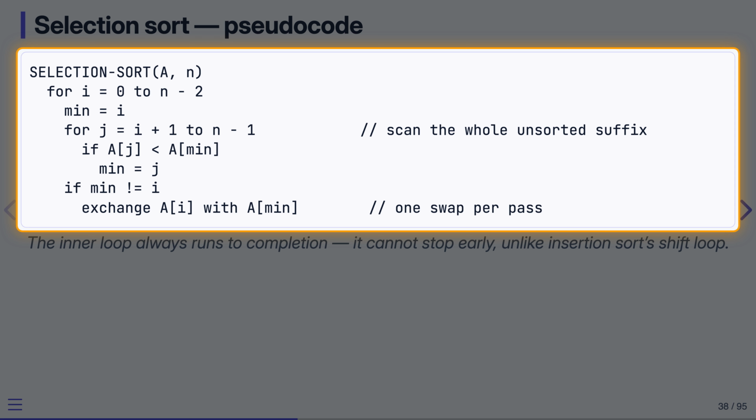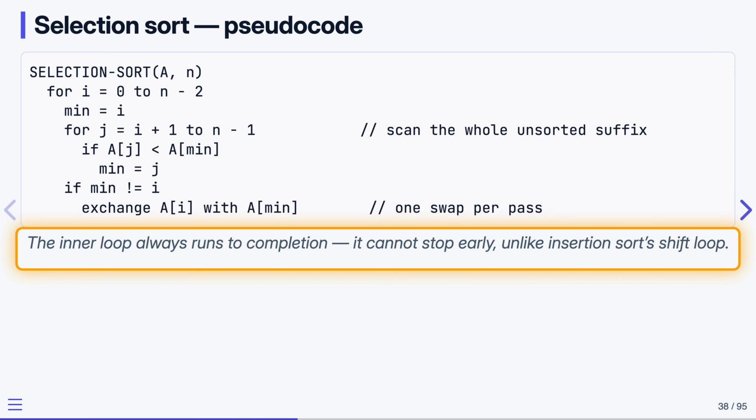After the scan, if min is not equal to I, we exchange A at index I with A at index min, that is one swap per pass. Notice the inner loop always runs all the way to the end. It cannot stop early, unlike insertion sort's shift loop, which stops as soon as the key fits.